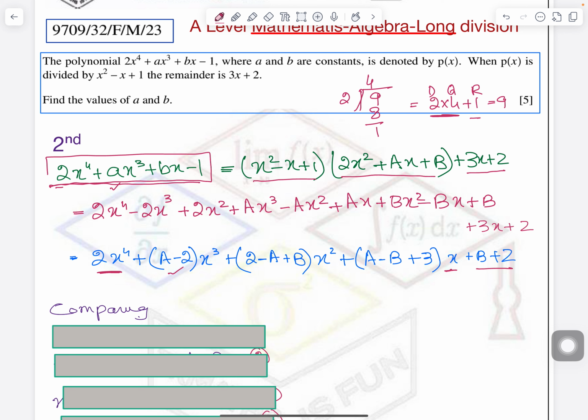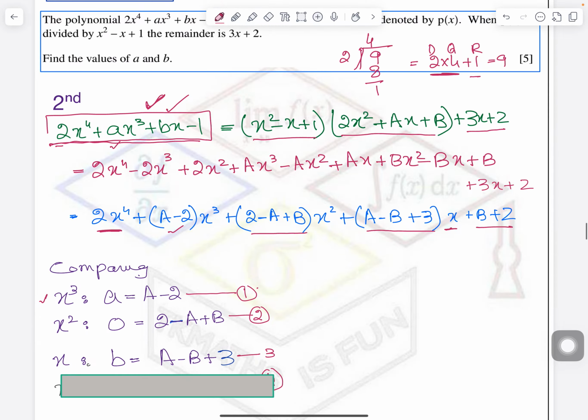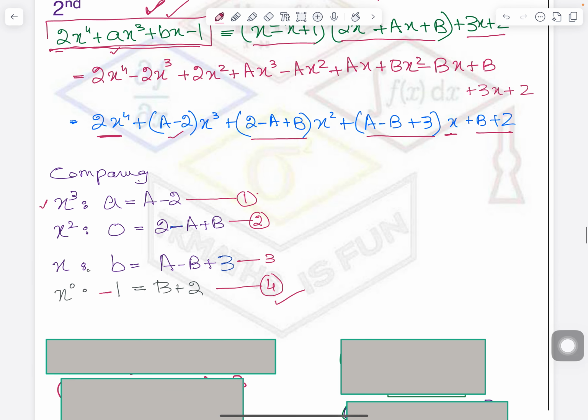So a will be compared with a minus 2, you can see here. I have written here what I am comparing. Then x square is not here, so you will take 0 here, right? So 0 is equal to 2 minus a plus b. Then I will compare the coefficient of x, which is b, and here it is a minus b plus 3, right? And last is the comparison of the constant, which is minus 1 with b plus 2. So after this, if I see equation number 4, I can immediately get the value of b from here.